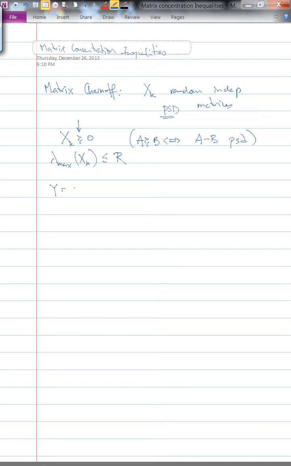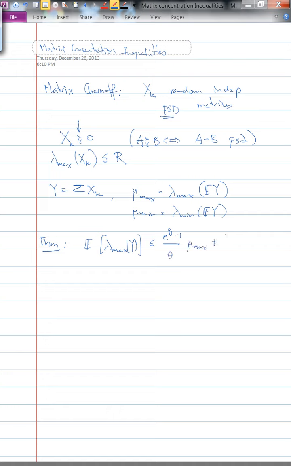So now let Y be the sum of the X k, and let's define the parameters mu max to be the largest eigenvalue of the expected value of Y, and mu min to be the smallest eigenvalue of, again, the expected value of Y. Then the theorem says that under this setting, the expected value of lambda max of Y, note that this is the expected value of lambda max, whereas mu max is the lambda max of the expected value, is less than or equal to e to the theta minus 1 over theta times mu max plus 1 over theta R log d. D is the dimension. We also have bounds on the expectation of the smallest eigenvalue of Y. This is greater than or equal to 1 minus e to the minus theta over theta times mu min minus 1 over theta R log d.